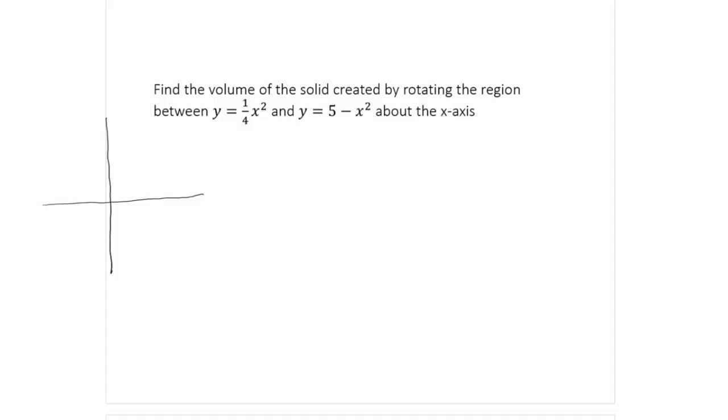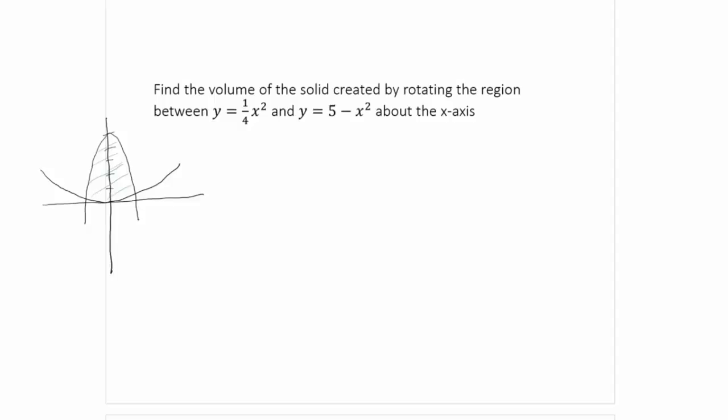Alright, so 1/4 x squared is going to be opening up, vertex at the origin, but sort of flatter than the standard parabola, so it might look something like that. 5 minus x squared has a vertex at (0, 5) and is opening down, so it might look something like this. And so we're talking about this region here. And we're rotating that about the x-axis.